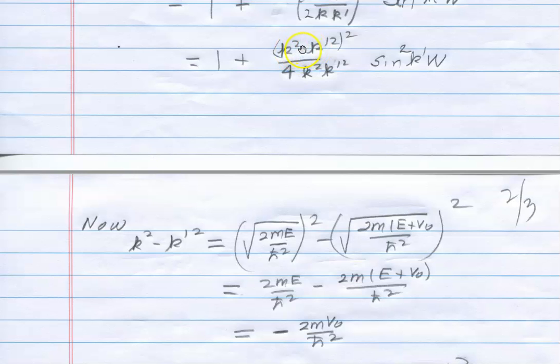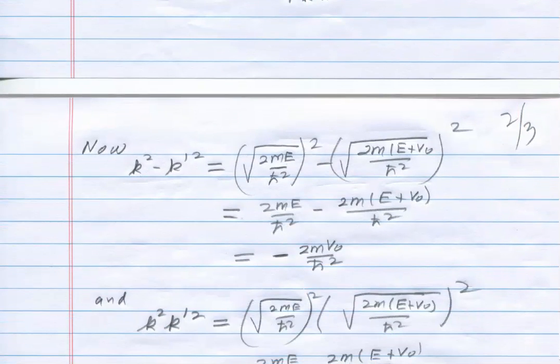The numerator here, k squared minus k prime squared, well, that turns out to be pretty easy because remember k is the square root of 2me over h bar squared, and k prime is 2m times e plus v naught over h bar squared. And when I square those, I just get 2me over h bar squared and 2m times e plus v naught over h bar squared for these two terms respectively. The e terms will go out, they're identical, and so I pick up a minus. This simply becomes minus m v naught over h bar squared for the numerator here in this piece.